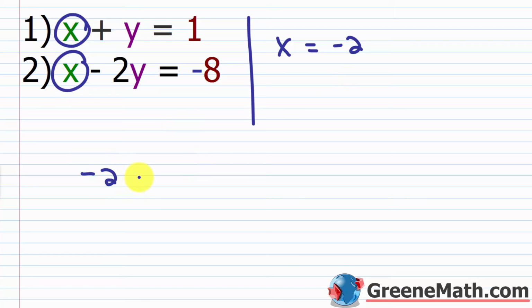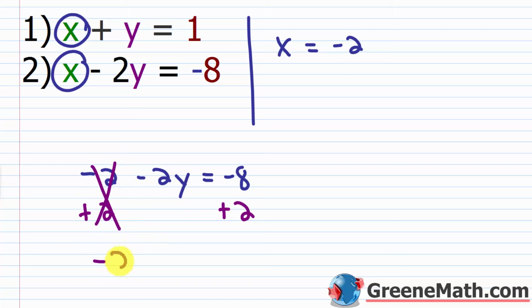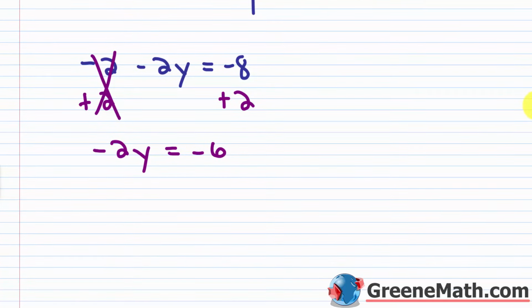So -2 minus 2y equals -8. And let me add 2 to both sides of the equation. That will cancel. We'll have -2y is equal to -8 plus 2, which is -6. And let me scroll down a little bit, get a little room. And let me divide both sides by -2 so I can isolate y. So this cancels. We found that, again, y equals +3.